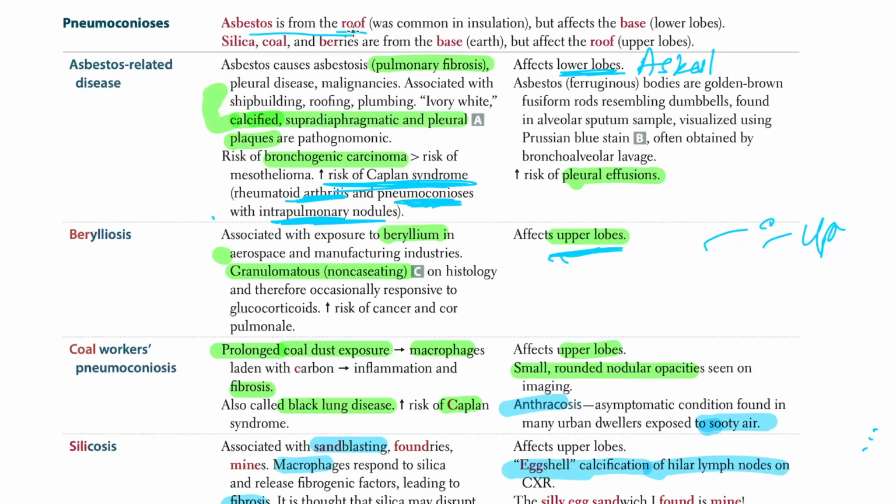Wait, asbestosis from the roof, yes. So they affect the base. Whatever is from the roof affects the base, which is the lower lobe, and whatever is from the base, which is the earth, like silica, the coal, the berylosis, they will affect the roof. Easy. And how is this asbestosis from the roof? Well, if you look at this, shipbuilding, roofing, plumbing, and drywall application, textile industries, but I don't know how textile is in the roof. Well, they're just not from the earth, right?